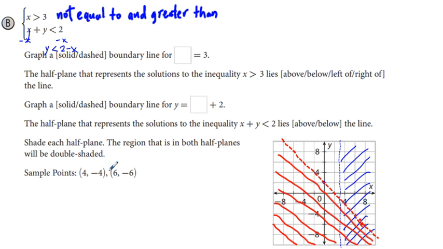4, -4 sample points. So 4 to the right and 4 down. Is this in the hashed area? Yes. And that's this one here. 4, -4. I'm going to just write 4, -4. That is part of the solution set.